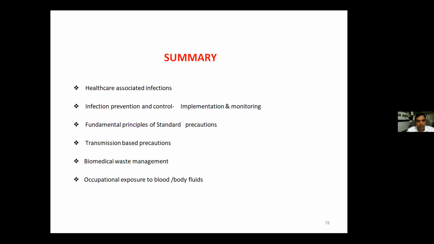To summarize, we have seen healthcare associated infection, the standard and transmission based precautions, biomedical waste management, and how to manage occupational exposure. So that was all about infection control practices. I thank all the participants here for their kind attention and best wishes to you.